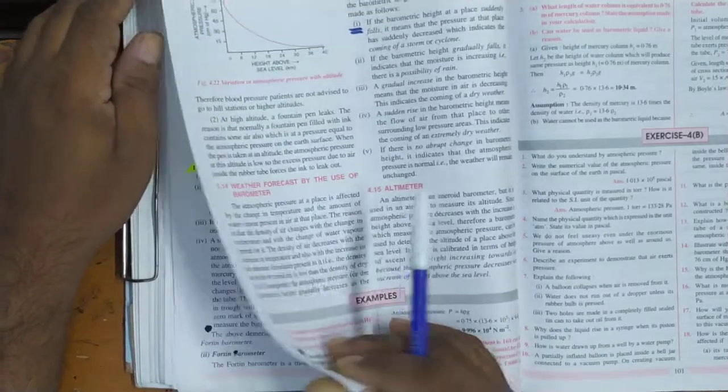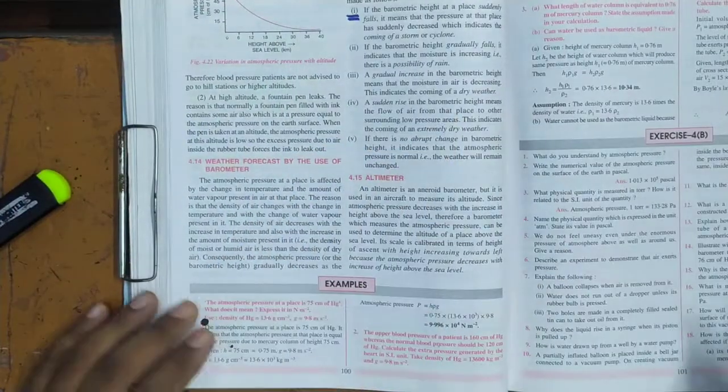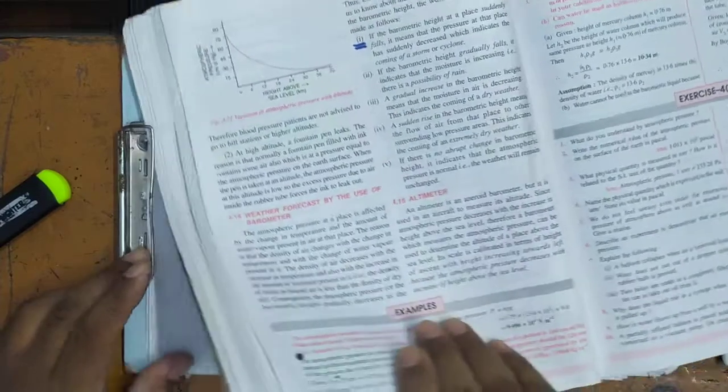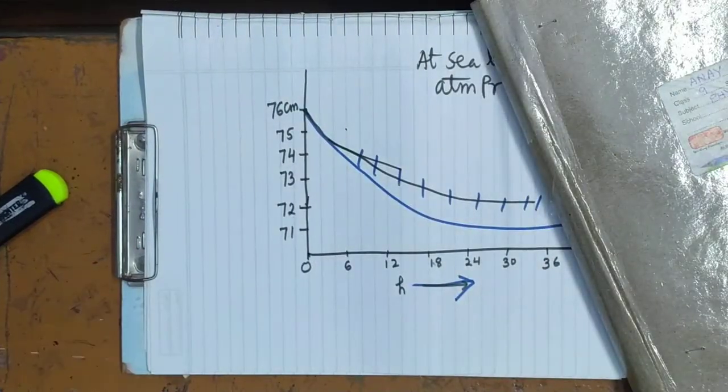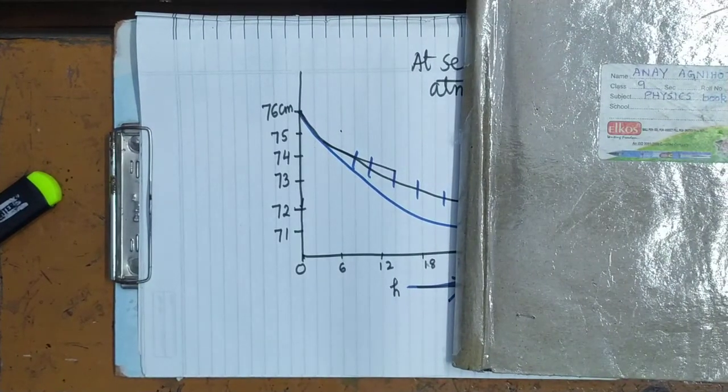So now you read this. In this way, the theory of this part has finished. It's clear. Now in the next lecture, we will do the numericals, the exercise of this chapter. So thank you.